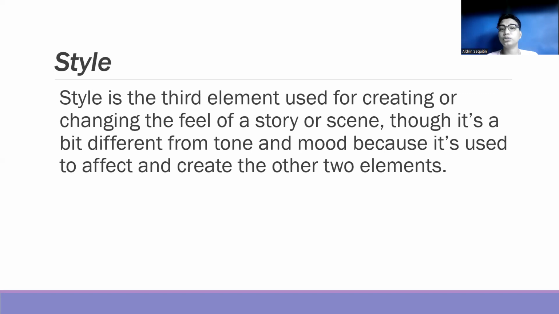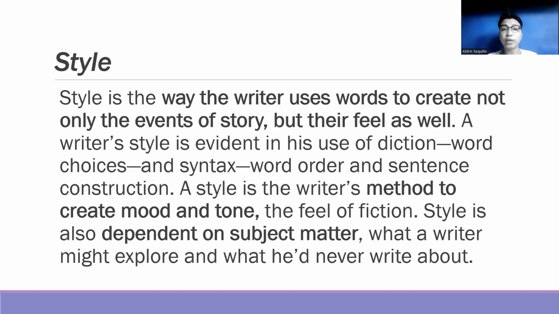So style is the third element used for creating or changing the feel of a certain scene or story. Style is quite different from tone and mood because it affects the first two elements, the tone and the mood. So we could establish the emotion or the tone of a certain text by a specific writing style. So style is defined as the way the writer uses words in order to create not only the events or the scene or the setting of a certain story, but also the feel or the emotion that you might feel on that specific event or scene.